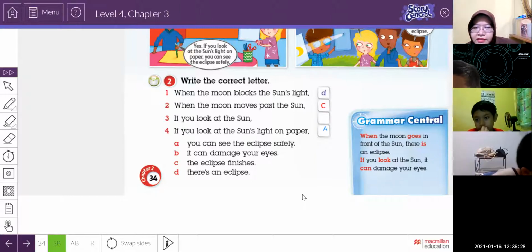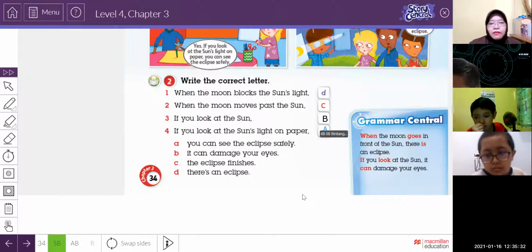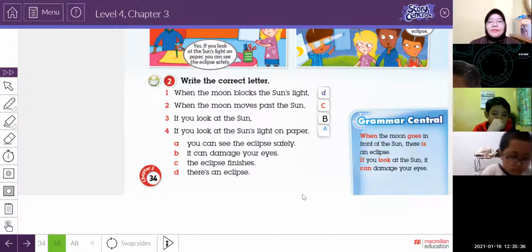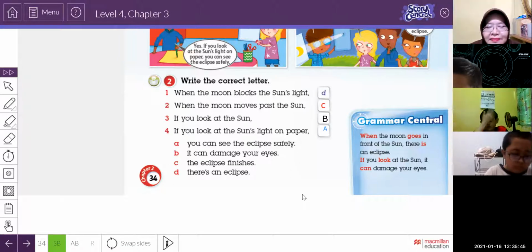Okay, Alvin writes C, B. If you look at the sun, it can damage your eyes. Thank you. When the moon moves past the sun, the eclipse finishes. Guys, please read your own sentences. Aksan first.